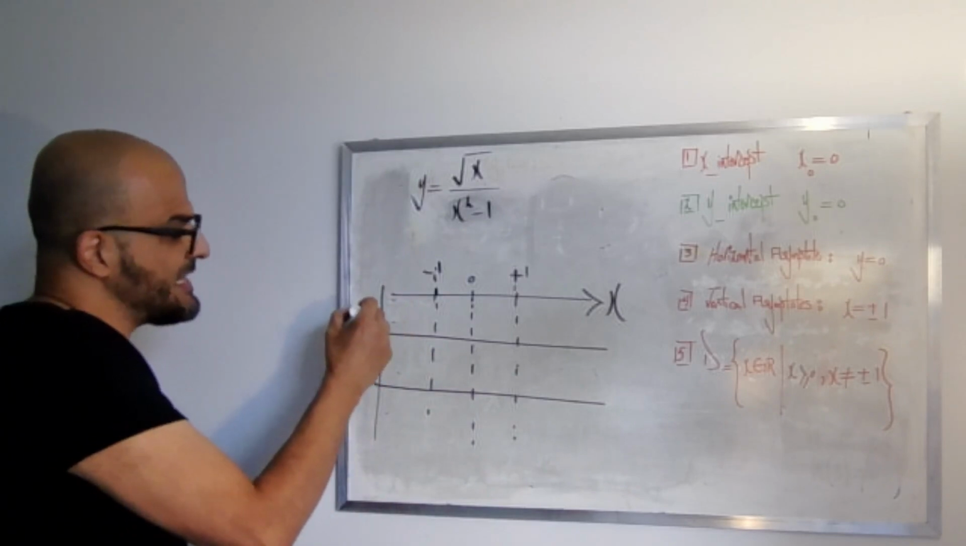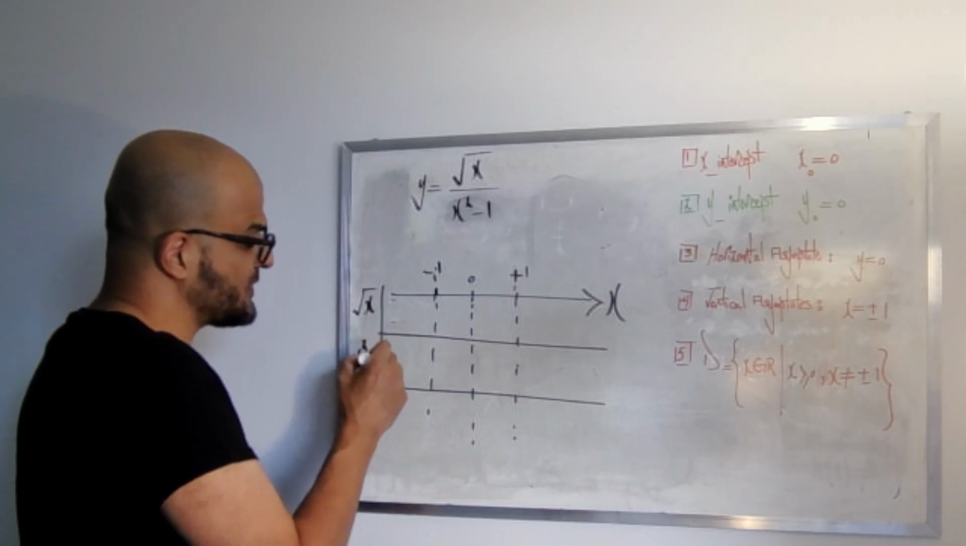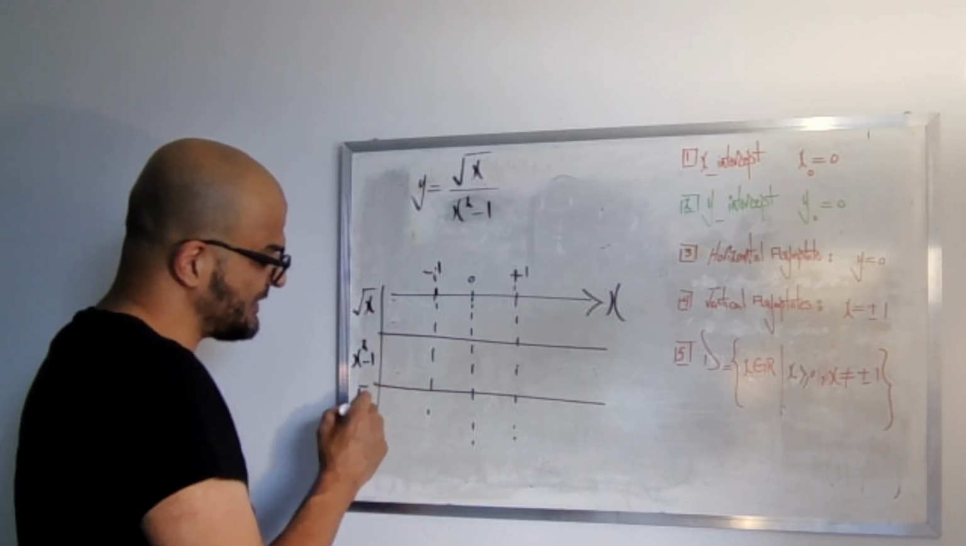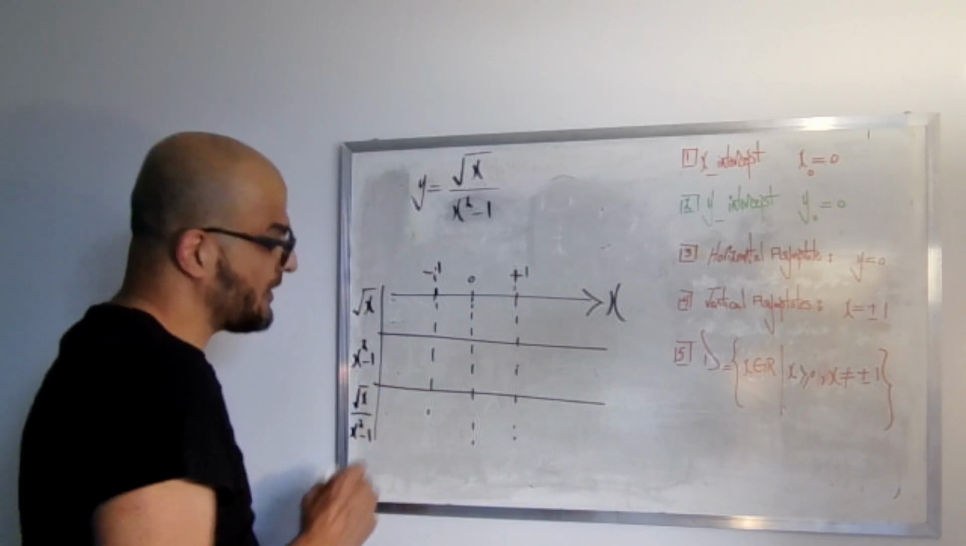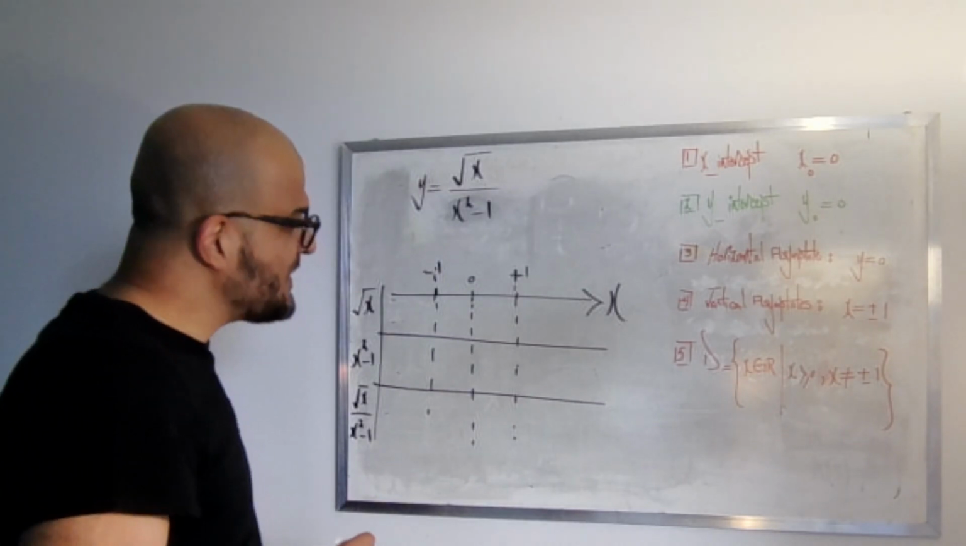I'm just going to say that the square root of x over x squared minus 1 is going to be the function itself. Okay? Now, that's what we are going to do. The first thing that I'm just going to do is this one.